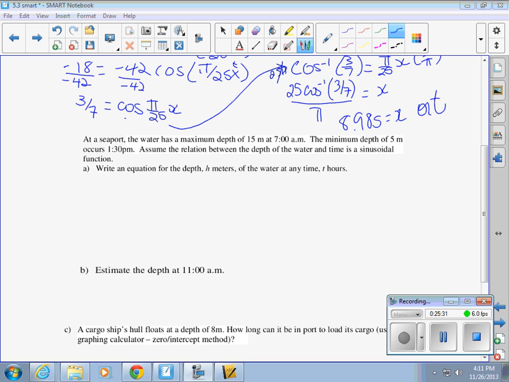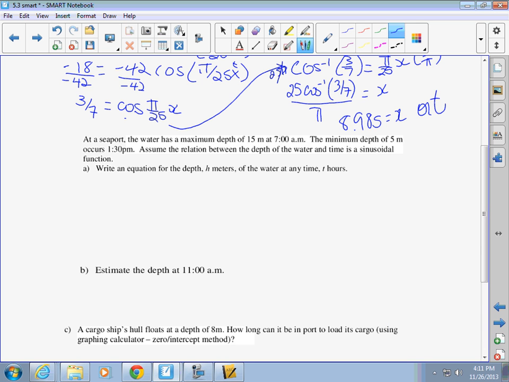Okay, B. So next example says, at a seaport, the water has a maximum depth of 15 meters at 7 a.m. and the minimum depth of 5 meters occurs at 1:30. Assume the relation between the depth of water and the time is a sinusoidal function. So we want to write an equation for the depth in meters, or h meters, of the water at any time, which is t hours.